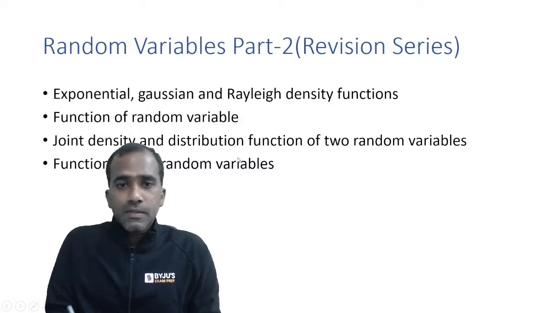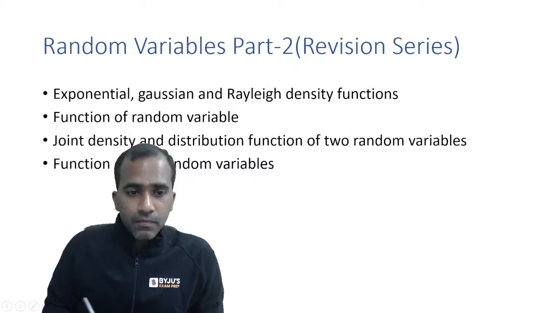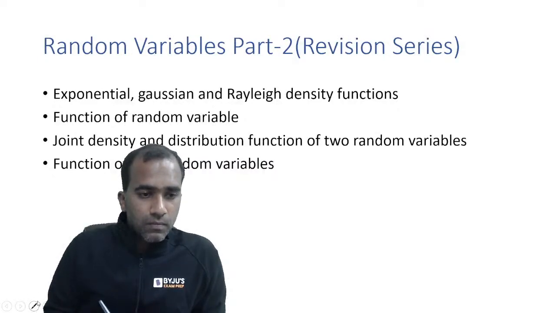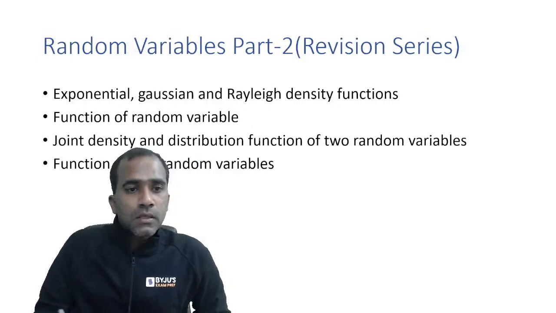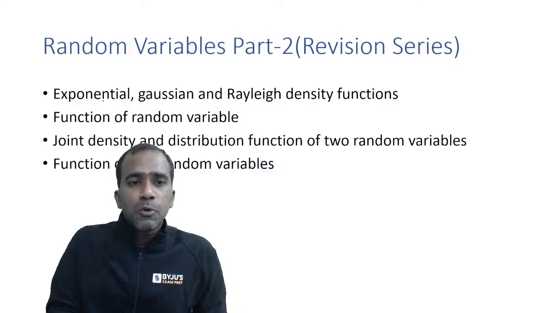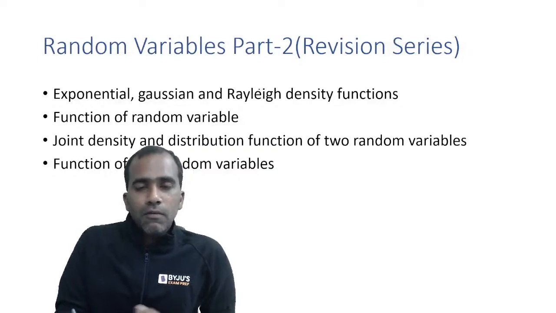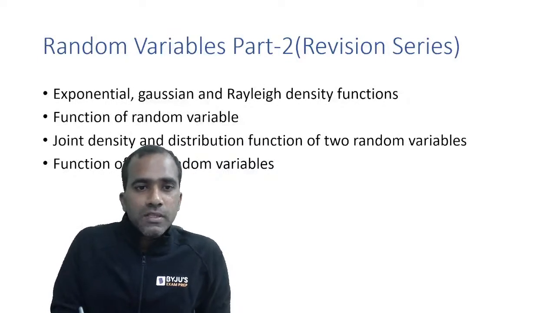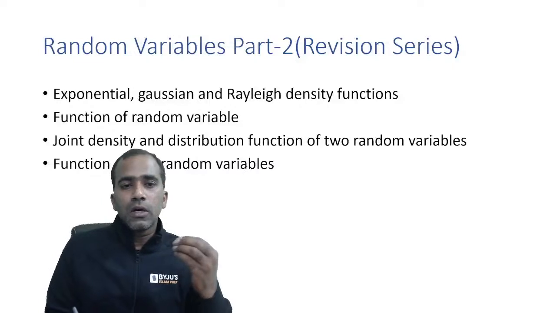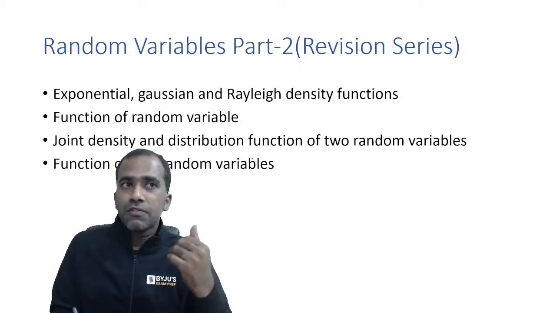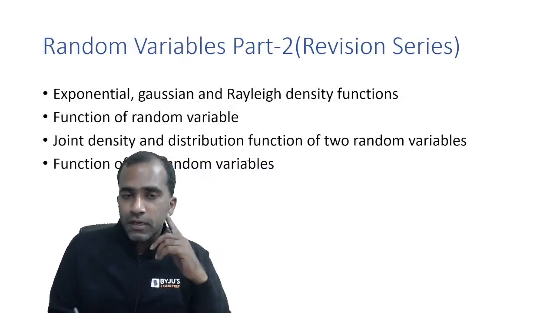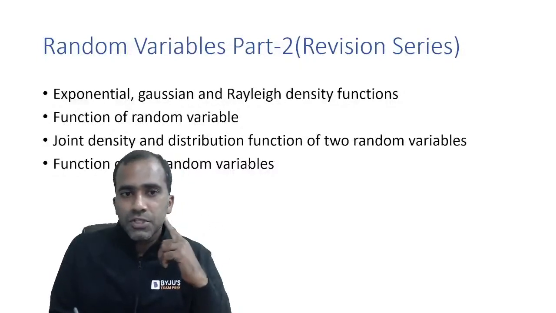So this is the summary of what we are going to discuss today. All the important points I want to highlight in today's class. I'll be discussing briefly exponential distribution, Gaussian distribution, and Rayleigh distribution also. Specifically in Rayleigh distribution, one or two points are important. Then I'll be talking about how, if you form a function of a random variable, to find the PDF of it, and a few important observations regarding that.